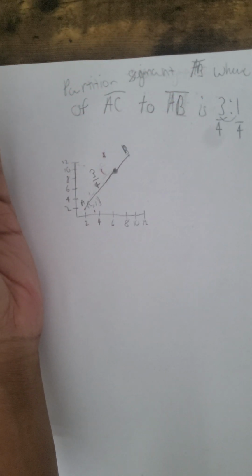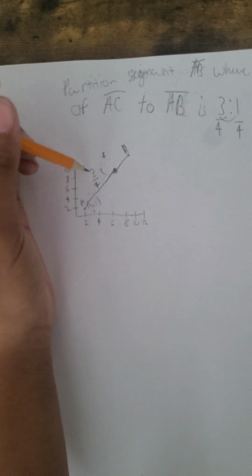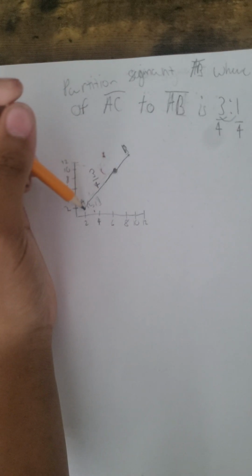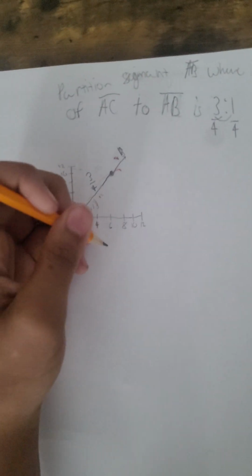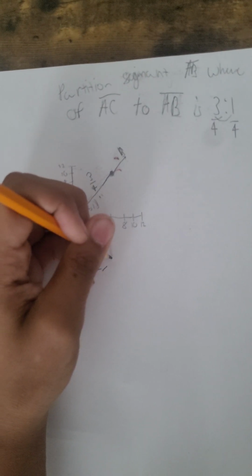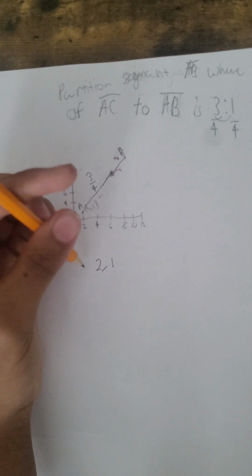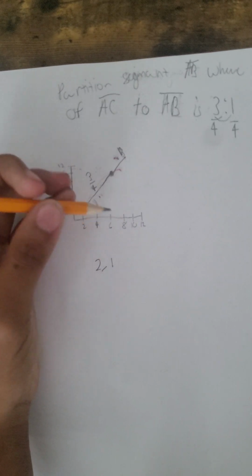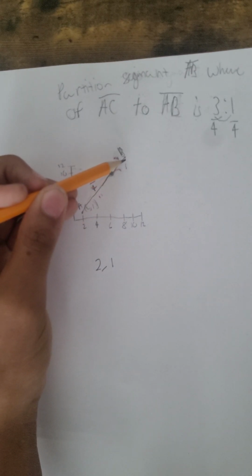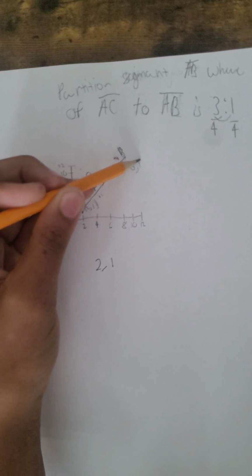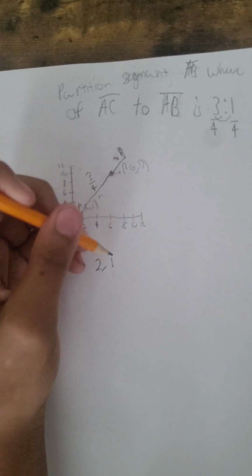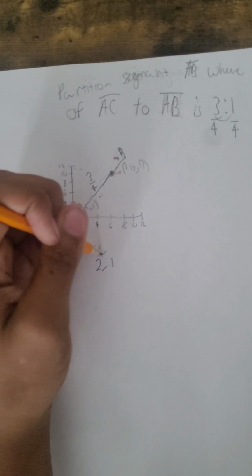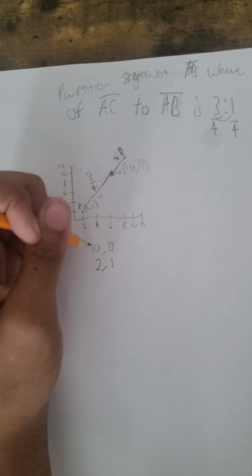So simply put, all we have to do is find the distance between A and B. So it says A is at 2, 1, 2 being on the x-axis and 1 being on the y. And then over at B, it is going to be at 10, 13, 10 being the x, 13 being the y.